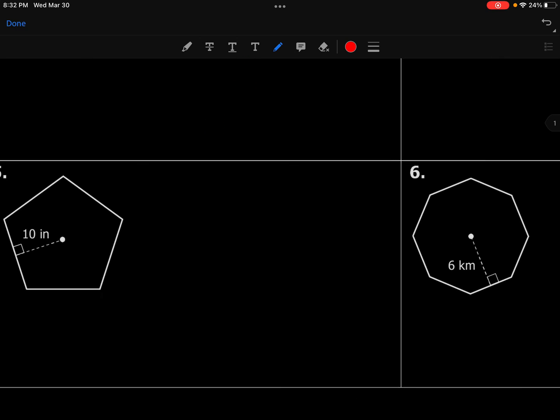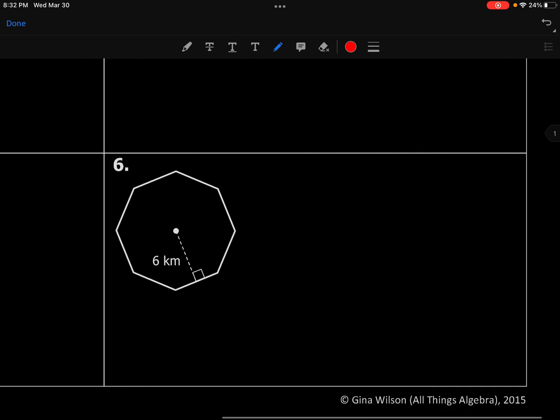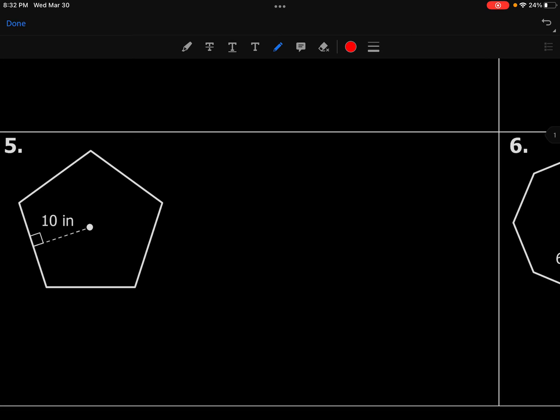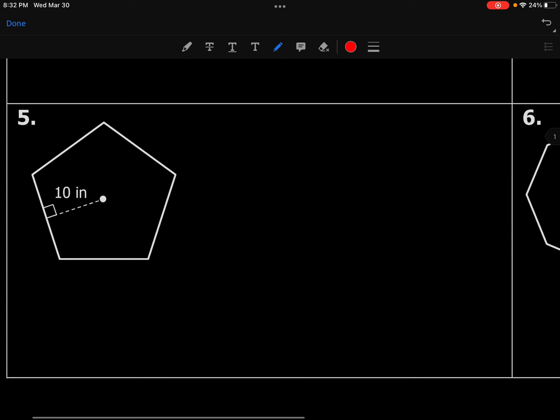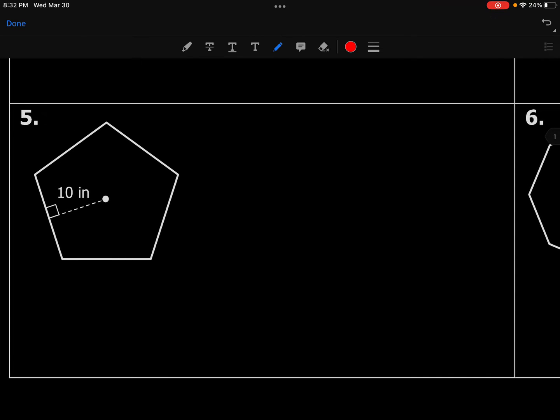Let's do number 5 and I'll do number 6, and then you are on your own after that. Number 5. First of all, write down the equation of area for a regular polygon. Area is equal to 1/2 apothem times the perimeter. Are we given the apothem? Yes. Apothem is equal to 10 inches.